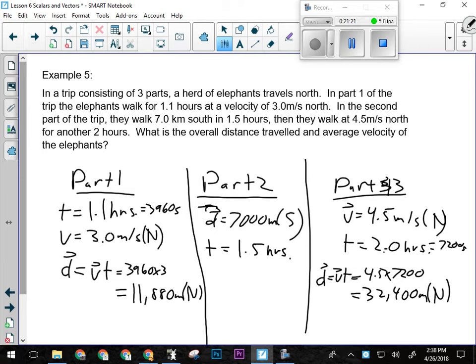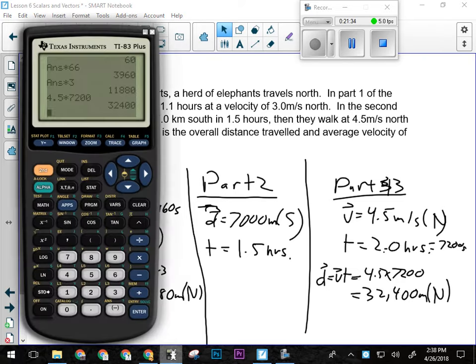All right. Does distance care whether we're in north or south? No. So what do I do with all 3 of my D's? Just add them up, right? Okay, I don't care whether they're north or south, I just add them up. So I take my 32,400, I add that to 7,000 and to 11,880.